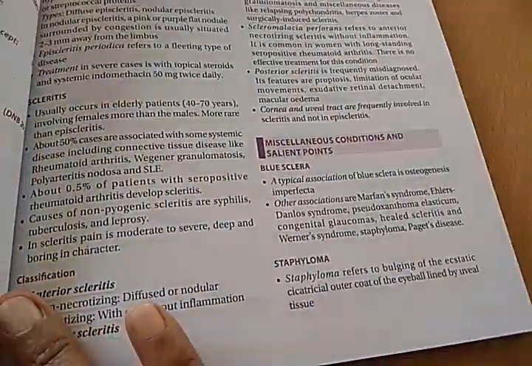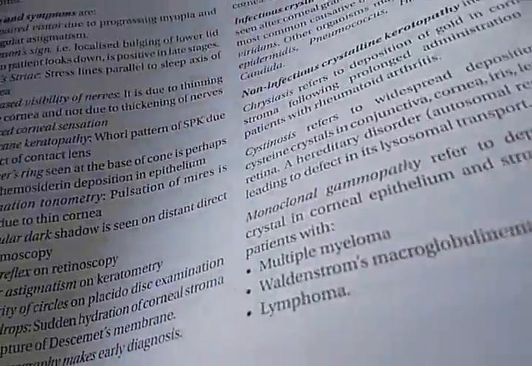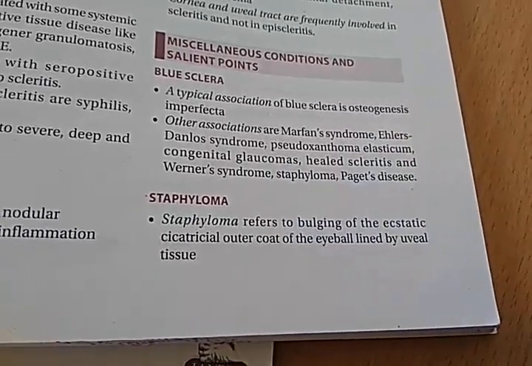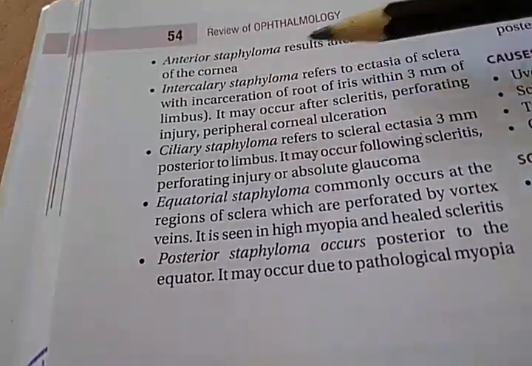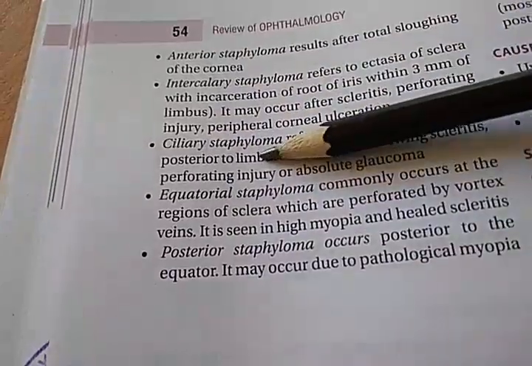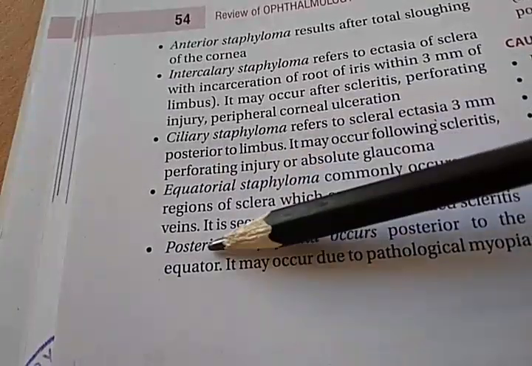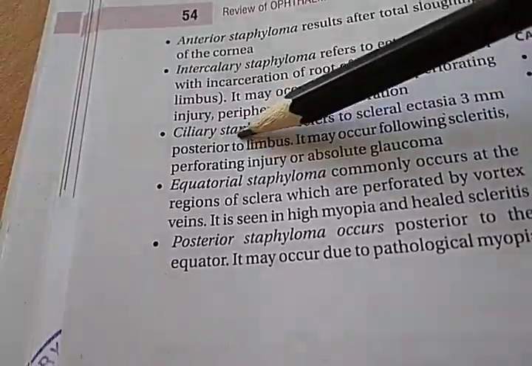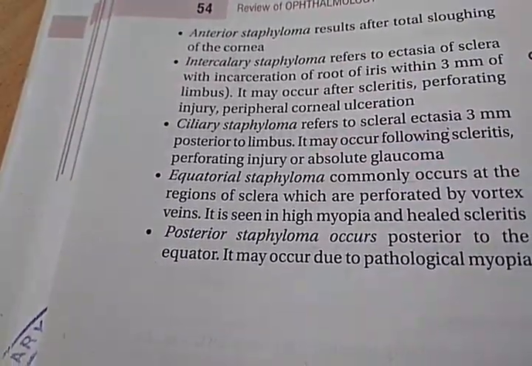Blue sclera, staphyloma. What is staphyloma, guys? It is referring to the bulging of the ectatic cicatricial outer coat of the eyeball lined by uveal tissue. So it's the bulging of that. How many types of staphylomas do you know? Anterior, intercalary. Intercalary is where? With the root of the iris, right? Ciliary staphyloma. Okay. Posterior to limbus. Equatorial, posterior staphyloma. Did I read posterior already somewhere? Okay, this was posterior to limbus. Okay, that's it. So how many staphylomas do you know, guys? Anterior, posterior, equatorial, intercalary, ciliary.